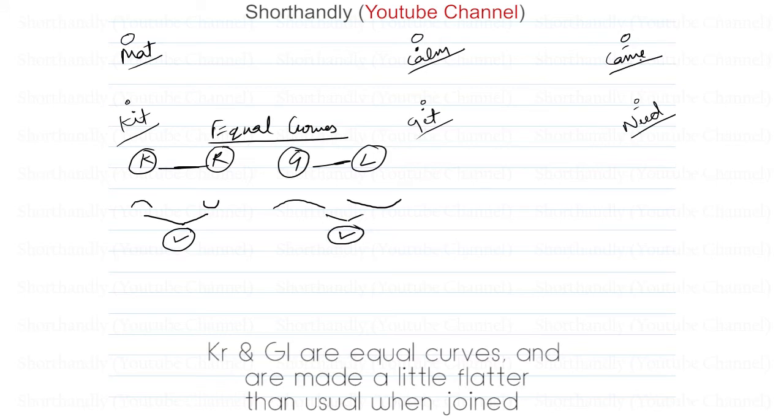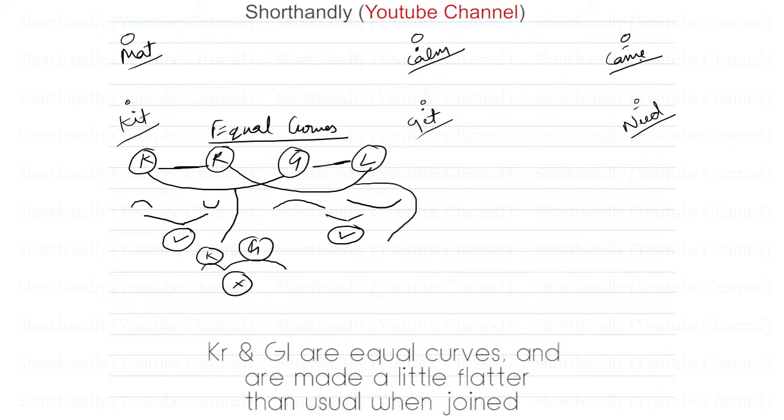But if we take K and G, it will be like this. We won't call this equal curves, because if you see, the length of the K curve is short, but the length of the G curve is long. So they won't be called equal curves. Similarly, if we take R and L, they will be made like this. Again, R has a short length and L has a long length, so we won't call them equal curves.